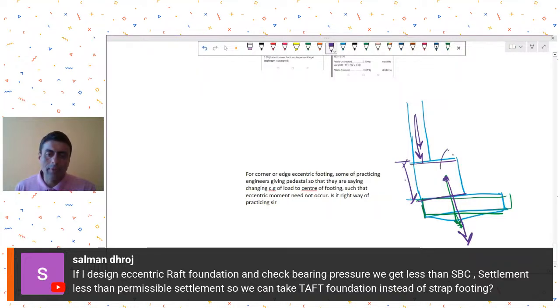So in my opinion, this does not work. That is my opinion. Physics wise or maths wise, you cannot solve it, or you cannot ensure that this is giving you a proper bearing, a proper maximum and minimum bearing pressure, and satisfying all the requirements. It does not work in my opinion.